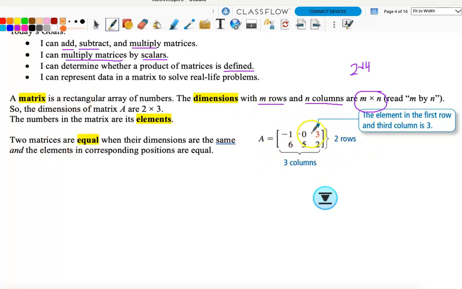In this picture right here, the rows are going across, and then your columns are going up and down. So this has 2 rows and 3 columns, hence it would be a 2 by 3. So you count your rows first, and then your columns. And I will teach you a shortcut to remember that. All of the numbers in the matrix are called elements. And 2 matrices are going to be equal when their dimensions are the same. And we'll talk about that in a problem.